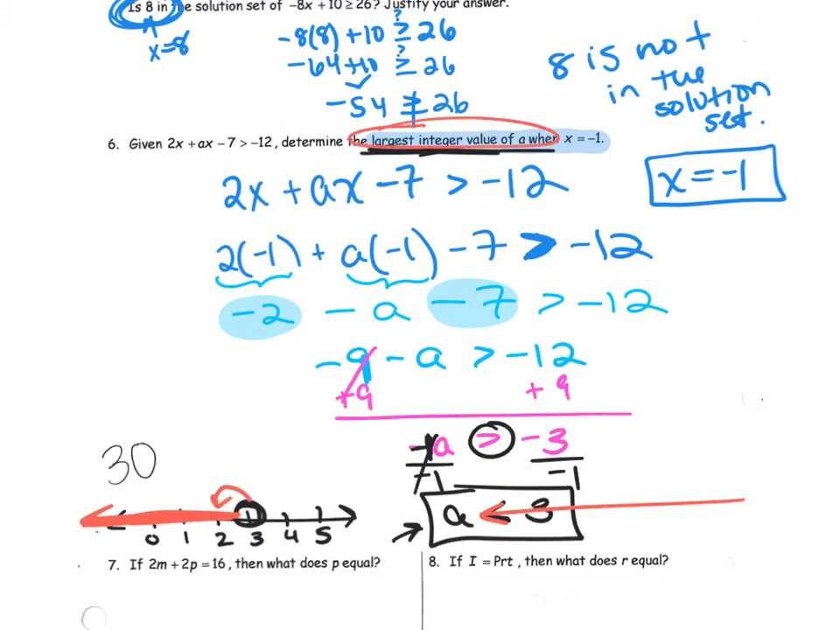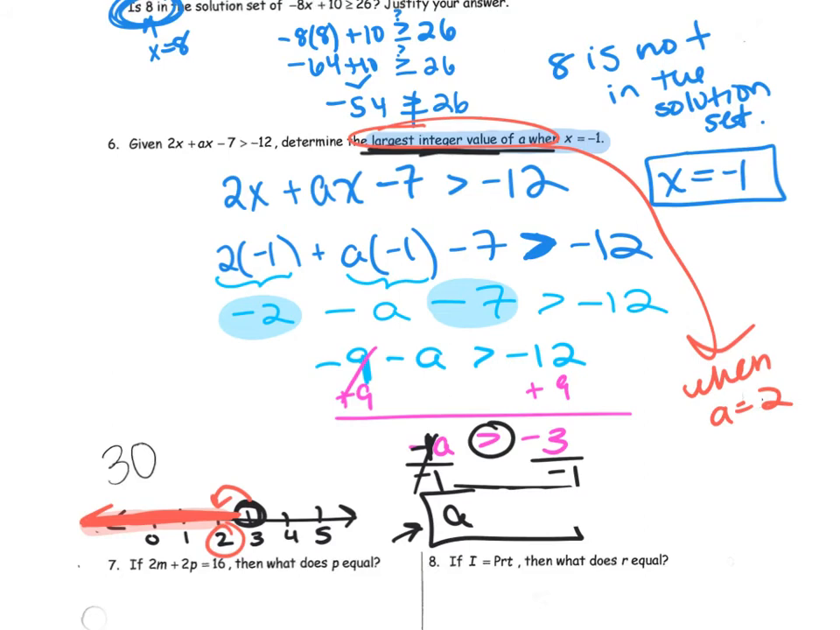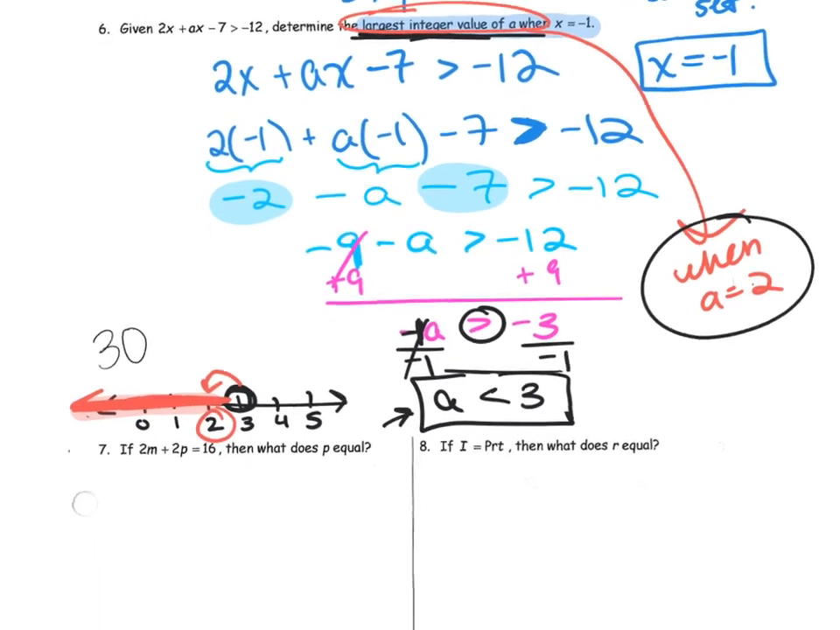Okay, what's the largest value that's in this shaded red region? And our answer here is 2. So the largest integer value is when a equals 2. Make sure you go back and answer the problem. This here, a being less than 3, is not my final answer. This helps you to figure out it's when a is equal to 2. All right, I'm just going to skip around.